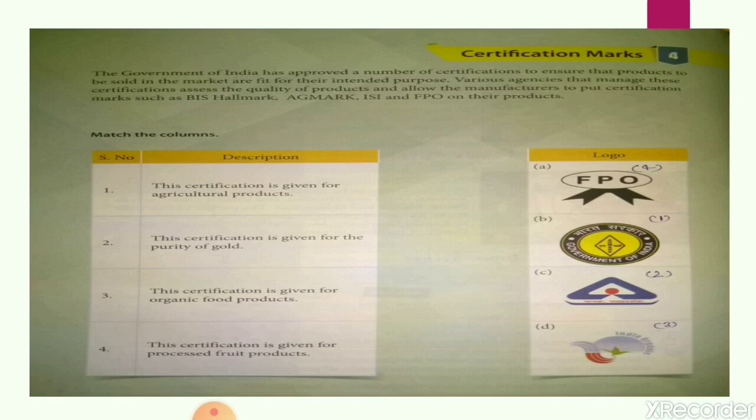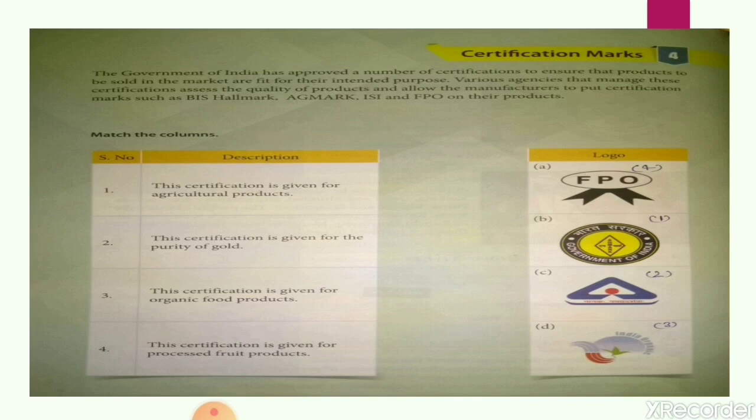So here two columns are there. We have to match the column according to the certification marks and their description. So first one, the certification is given for agricultural products. So number one, this description matches with B option, where we can see Bharat Sarkar and Government of India is written, and in the center it is written as egg mark. So first one matches with B.